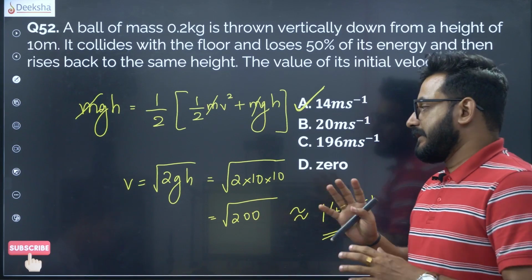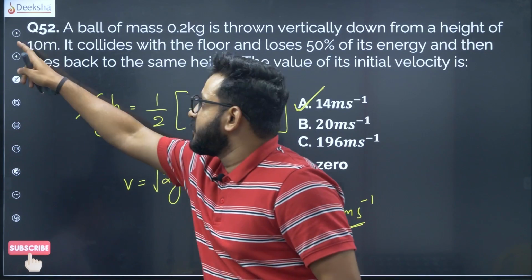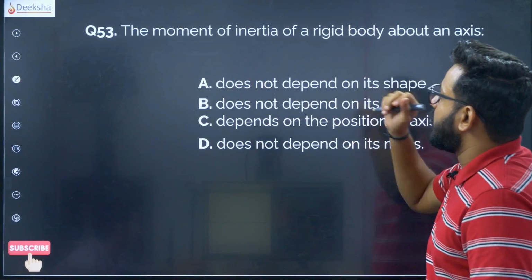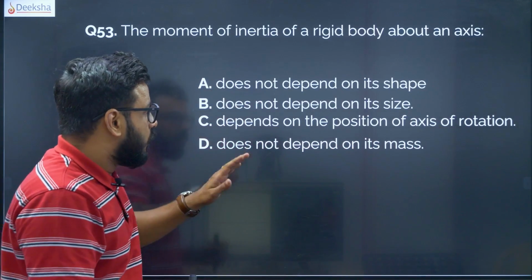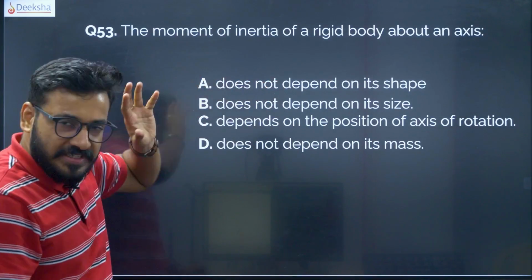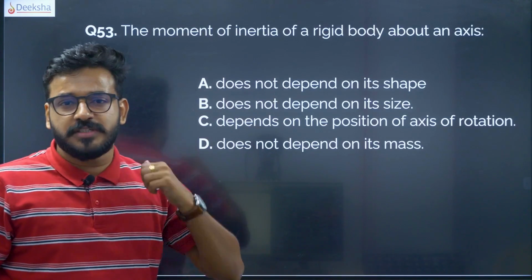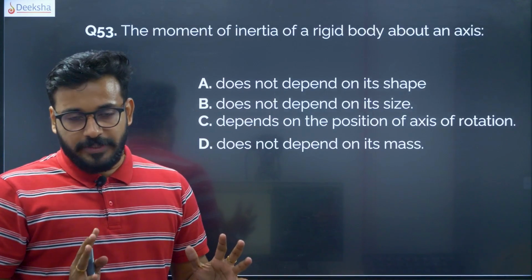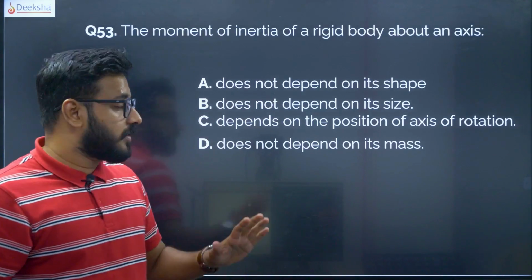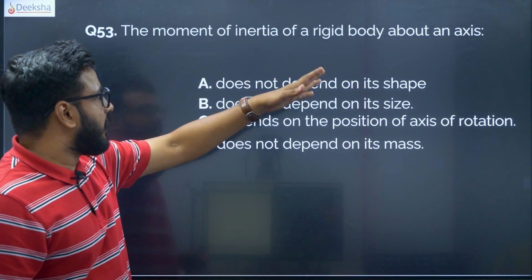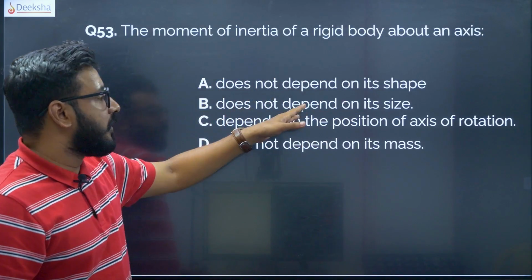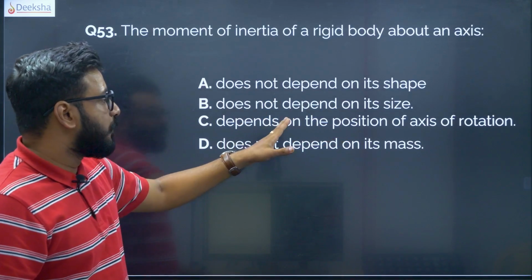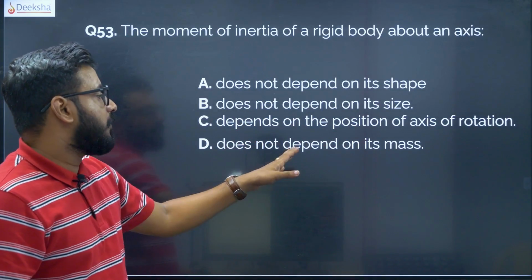Fine. Let's go to the next question, which is 53. The moment of inertia of a body about an axis. Once again, it's a very simple, theory-based question. You just need to know the concept of moment of inertia. If you know that properly, you will get the answer. The options: moment of inertia of a body about an axis does not depend on its shape, does not depend on its size, depends on the position of the axis, does not depend on its mass.